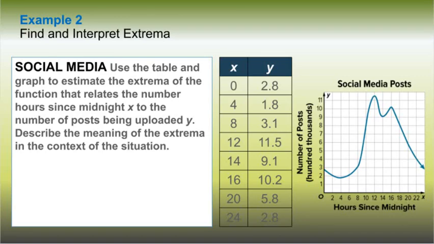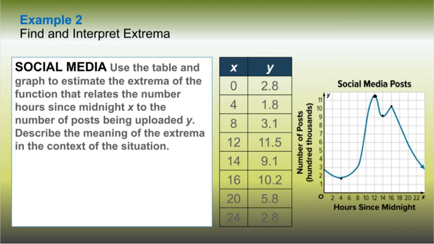Example 2, use the table and graph to estimate the extrema of the function that relates the number of hours since midnight x to the number of posts being uploaded y. Describe the meaning of the extrema in the context of the situation. So the extrema, the highest point. We do have a high point here. We do have a high point here. We have a low point here. We also have a low point here as well.